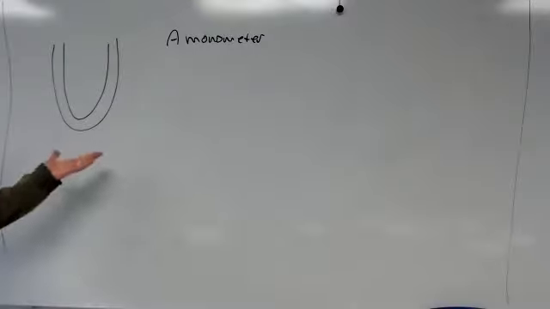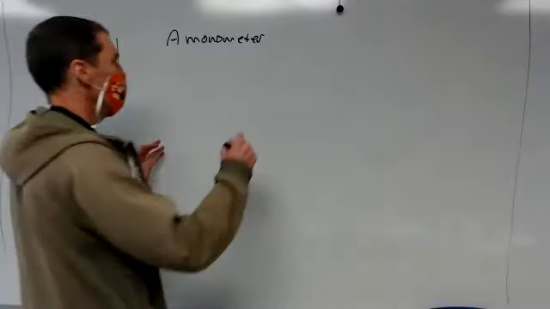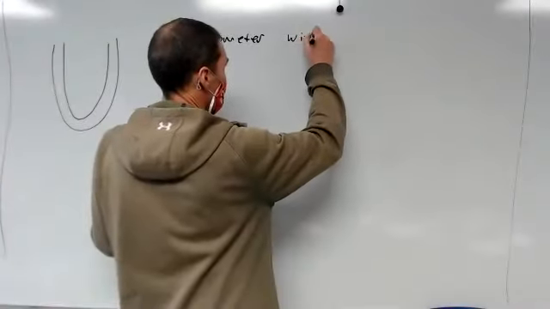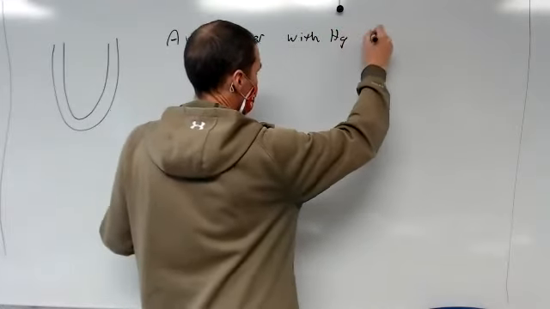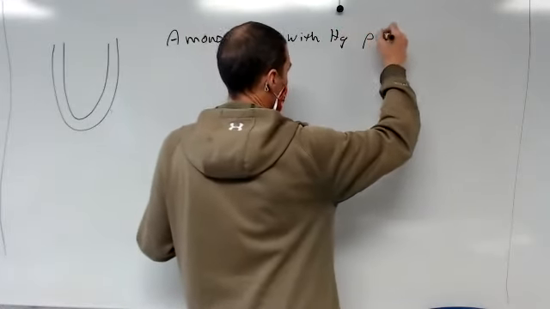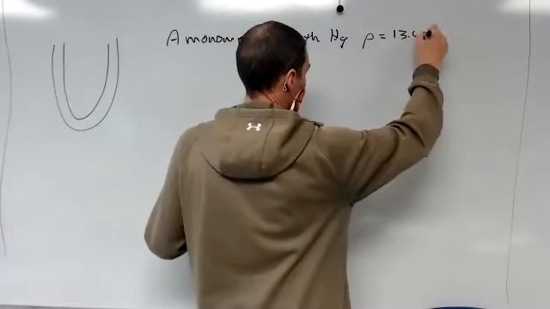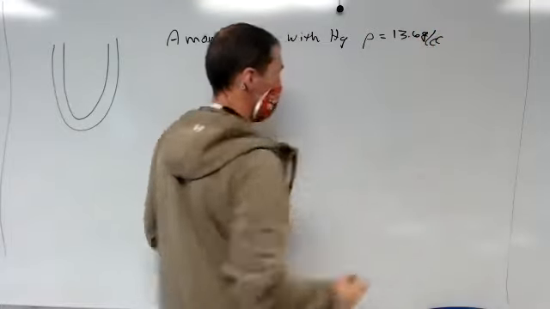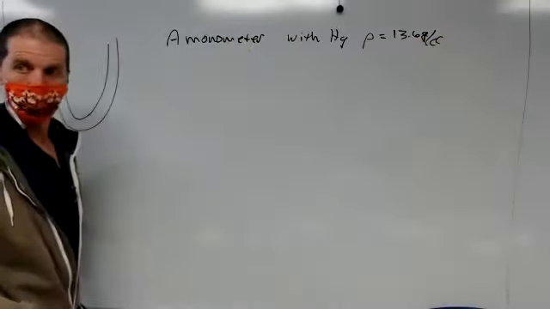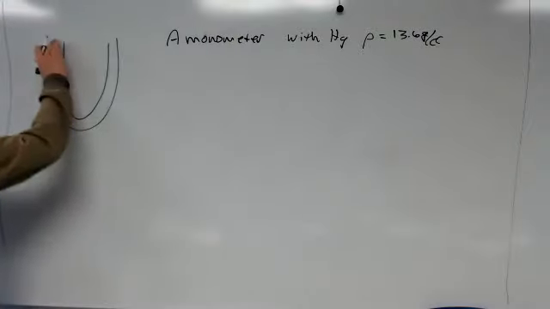So a manometer with mercury, which has density 13.6 grams per cubic centimeter, has one end attached to a pressurized vessel and the other end open to the atmosphere.